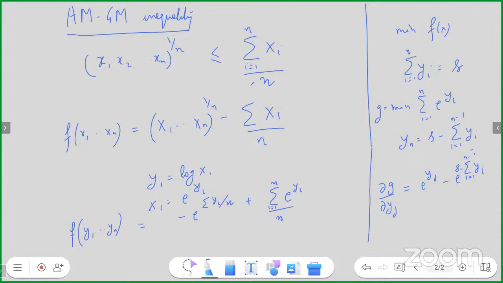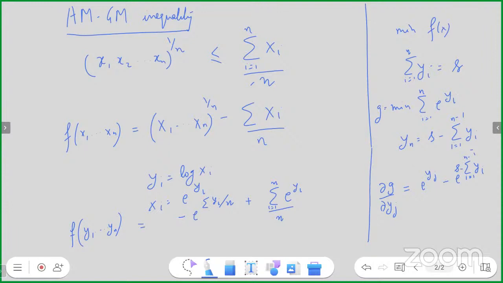Are people following what is going on? What are we trying to do? That's the most important. We're fixing the sum of y's to be equal to s. And on that space, it's a subspace or hyperplane, whatever you want to call it. We're trying to minimize this function g. So what should happen? The gradient vector should be 0. So this will give you n-1 equations.